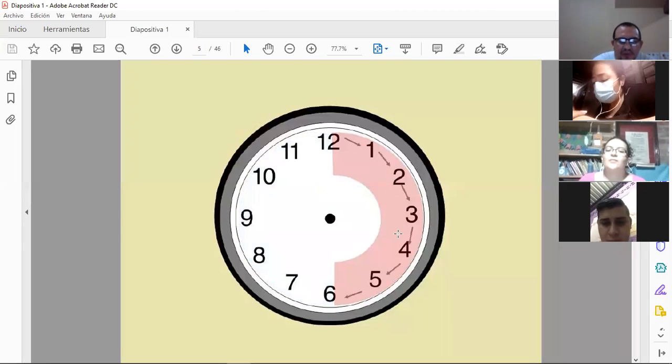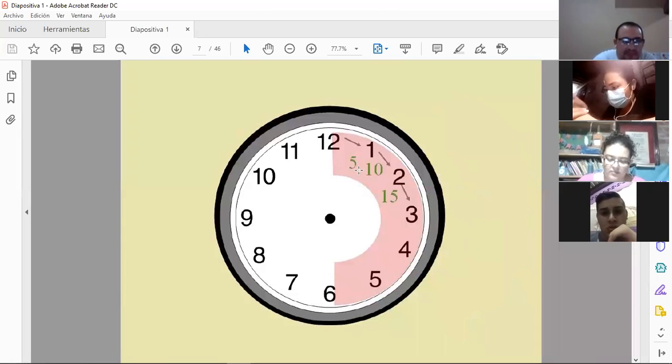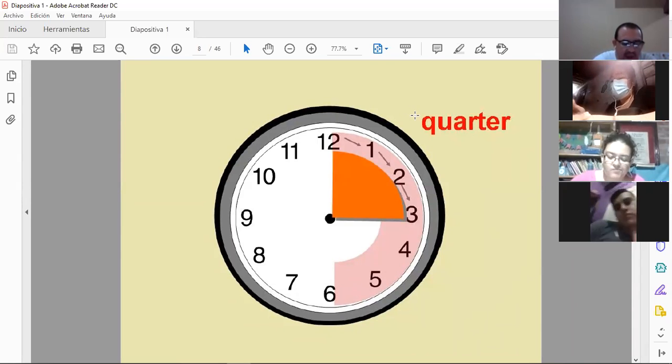Then, yesterday I told you, the pink part here, right? From 12 to 6, you say past, or after. Remember. And then you say 5, 10, 15, and then you have 4:15. Quarter. Some people say quarter past, some other people say a quarter past.